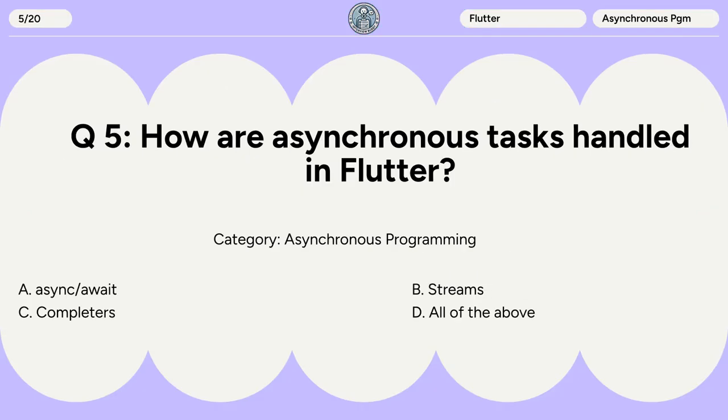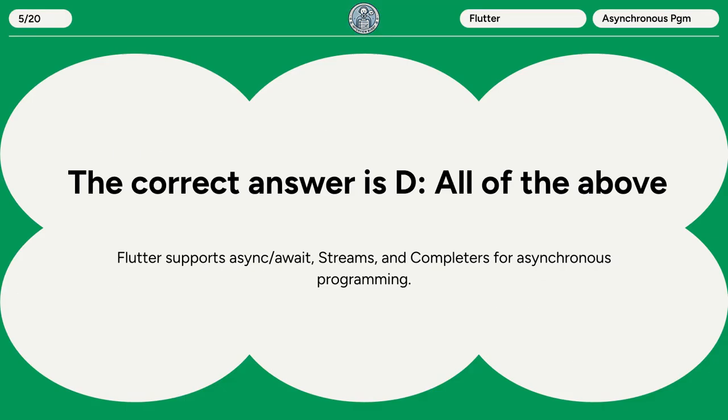Question 5. How are asynchronous tasks handled in Flutter? A. Async/await. B. Streams. C. Completers. D. All of the above. The correct answer is D. All of the above. Flutter supports async/await, streams, and completers for asynchronous programming.